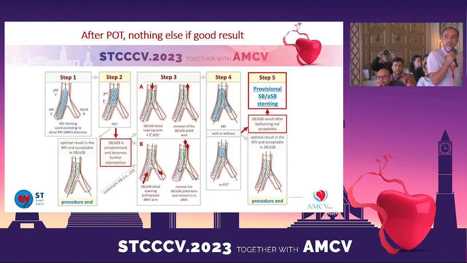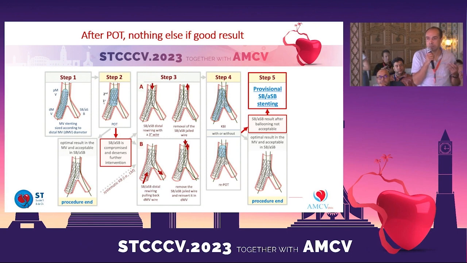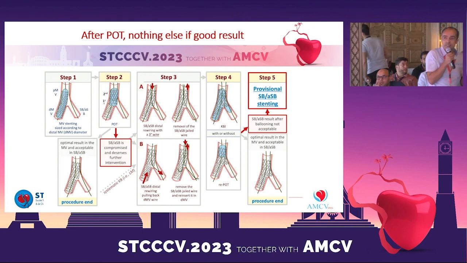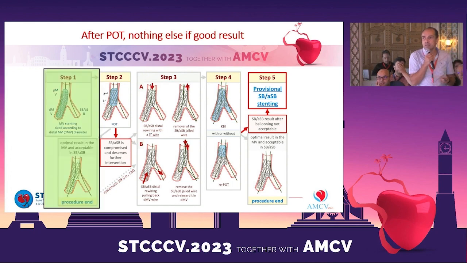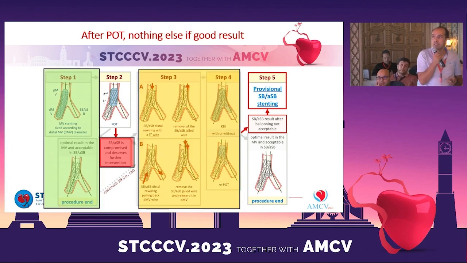After POT, I think it's recommended to do nothing else if we have a good result, as you see in this slide from the EBC, the last EBC consensus on bifurcation. Exception for the left main, where I think we should do POT-side-POT or kissing balloon technique, but for the other branches, it's not necessary to do that. Only if we have a compromise of a side branch, in this case, we can do the other steps.